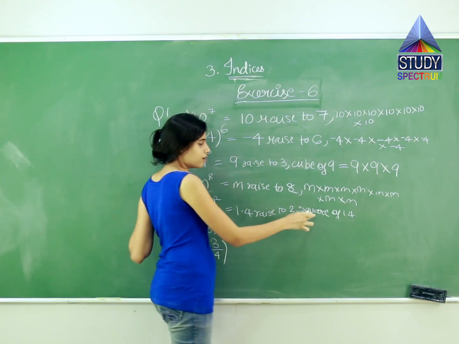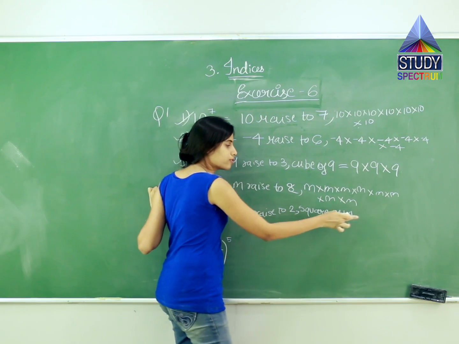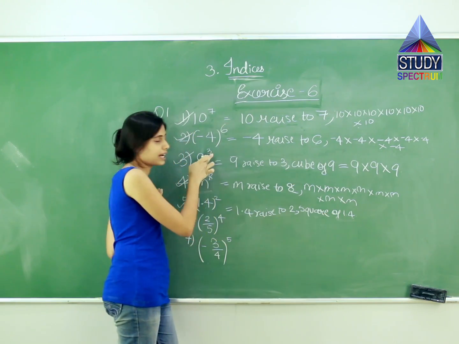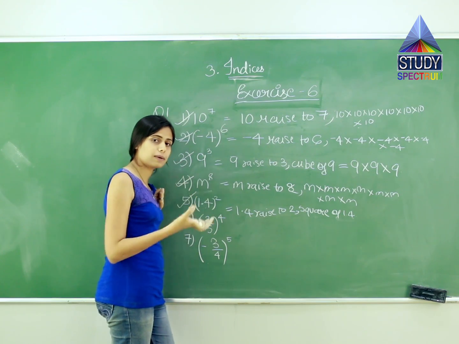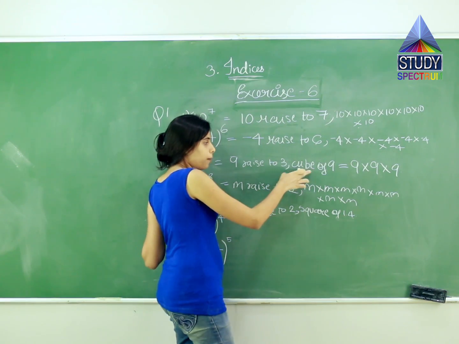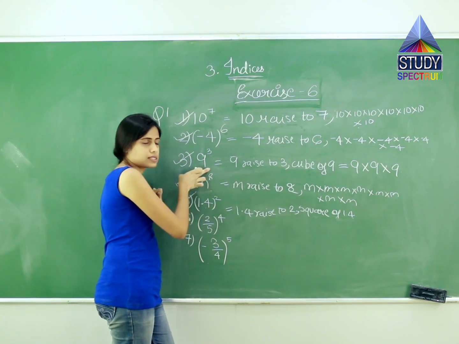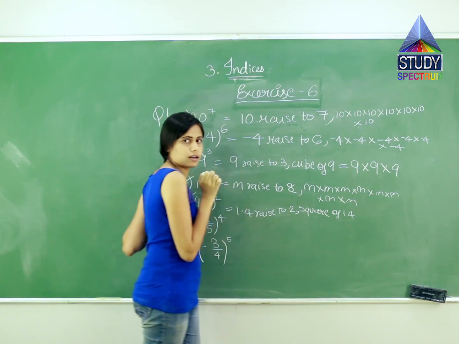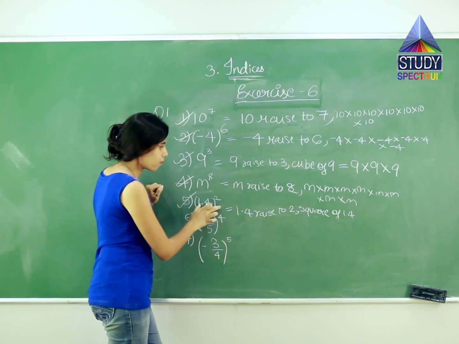Square. So what we will write? Square of the base, which is 1.4. Over here what we have? We have 3 in the index form. So what is the another name for 3? Cube. So cube of the base. Over here we have the base 9. So I have replaced the base with the number 9. Is this clear?